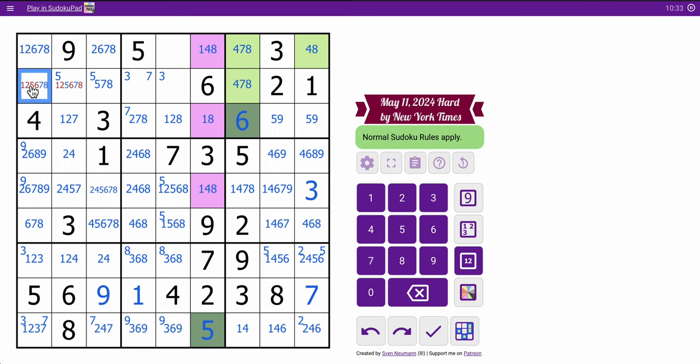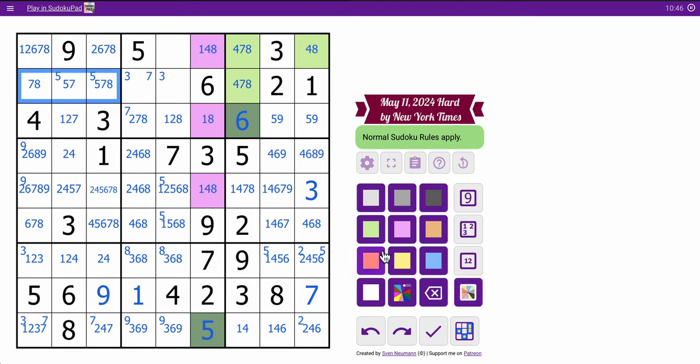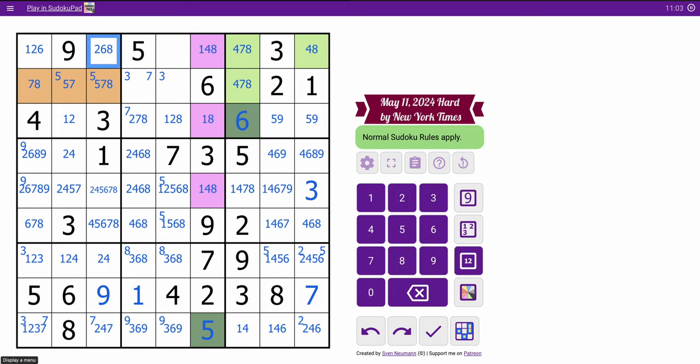Okay, this one sees 1, 2, 6 along with 5. Sees 1, 2, 6 the same way, but an 8. Okay, 5, 7, 8 is a triple in row 2, and therefore this can't be 7. That's not 7 or 8. This isn't 7 or 8.